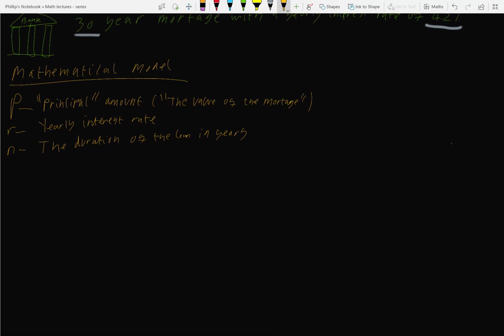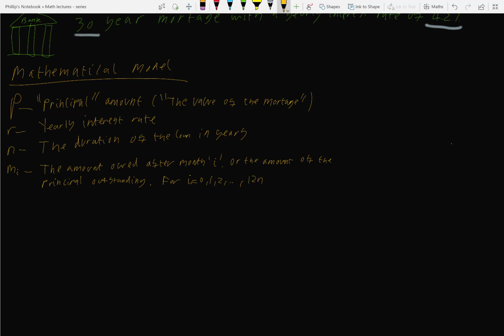And then we're going to have m underscore i to be the amount owed after month i, or the amount outstanding, and that's going to be for i equal to 0, 1, 2, up to 12n.